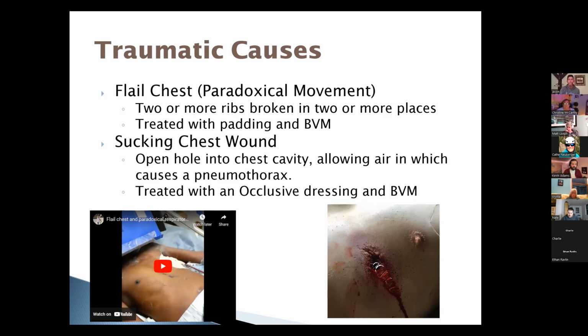And this is when there are two or more ribs broken in two or more places. So essentially, that means that the chest gets all wobbly and wavy. There's no actual structure. So like we can see in this video, this is a flail chest.